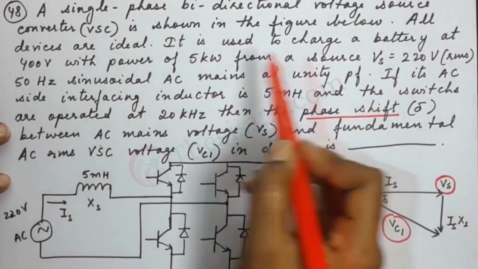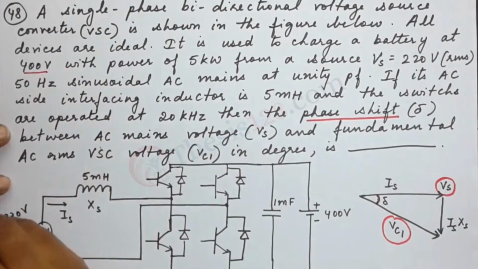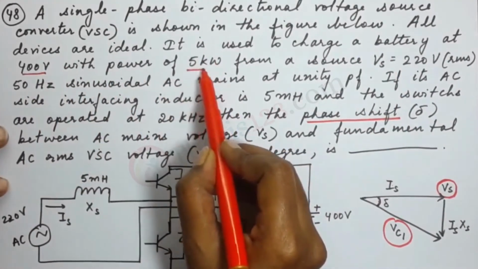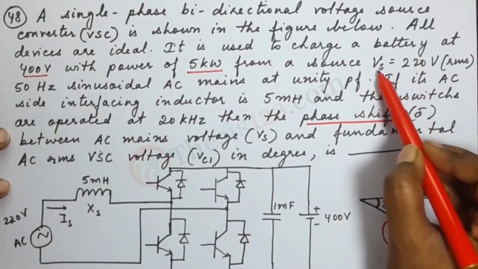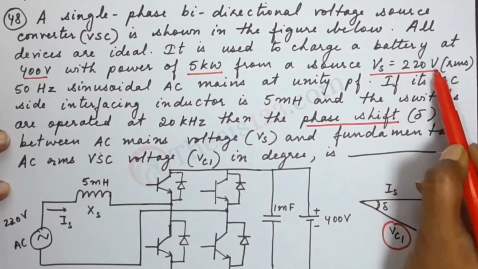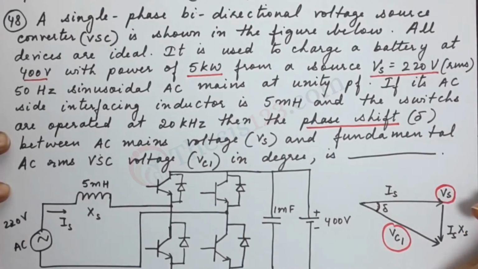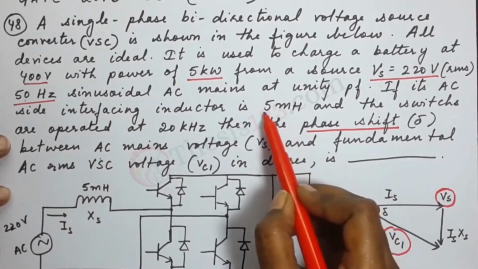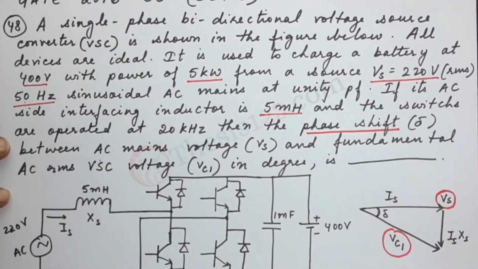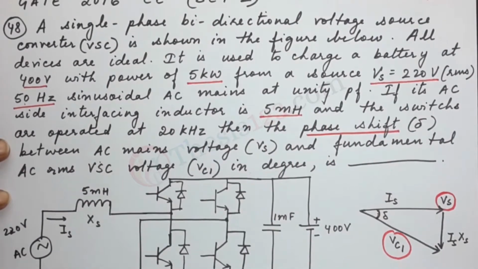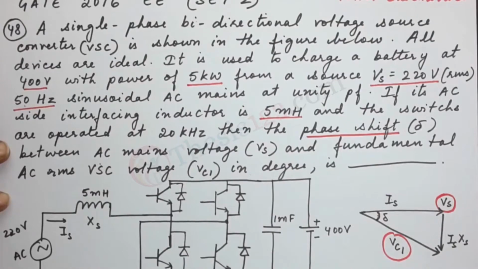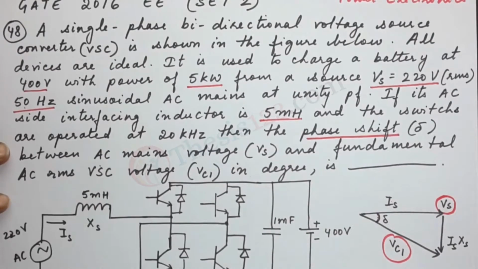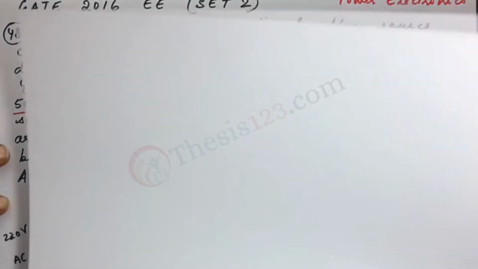We have been given the voltage of the battery at 400 volts, the power utilized at 5 kilowatts, the source RMS voltage at 220 volts, 50 Hz, and the inductor value is given as 5 millihenry. So I believe this is all that we require. Let me just get another sheet of paper and we'll write it down.